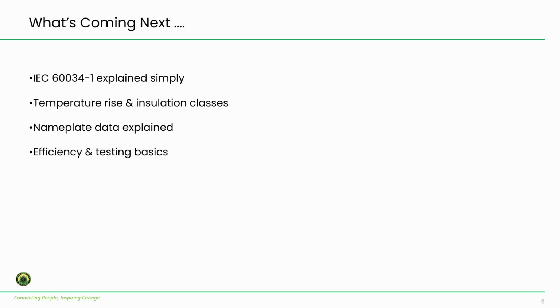So what is coming next? IEC 60034-1 explained simply, temperature rise and insulation classes, nameplate details, efficiency and testing basics.